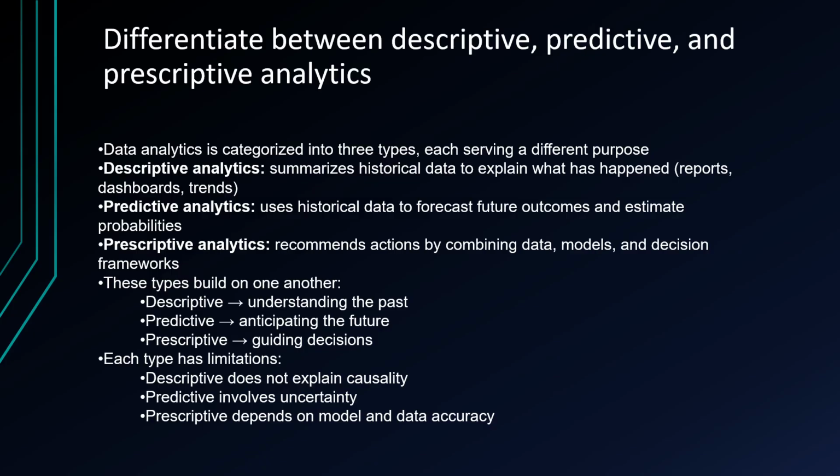The third level is prescriptive analytics. Prescriptive analytics goes beyond description and prediction by recommending actions. It combines data, models, and decision frameworks to suggest what should be done in a given situation. This type of analytics is directly connected to decision making because it evaluates possible actions and identifies those that are expected to produce the best outcomes.